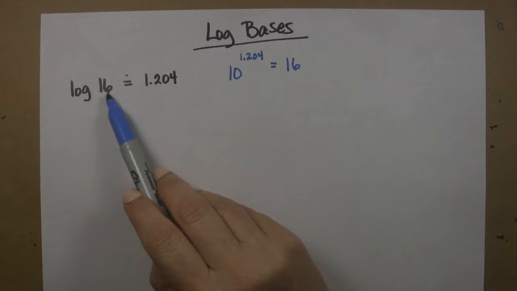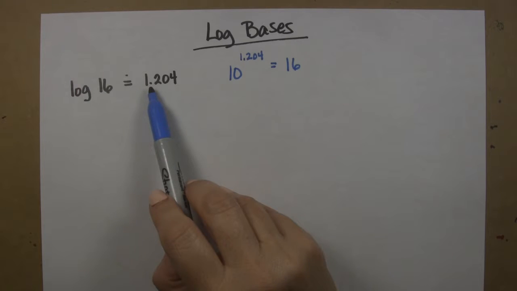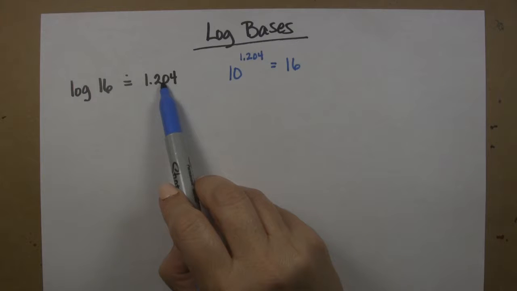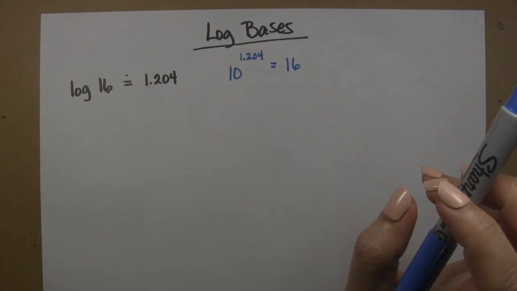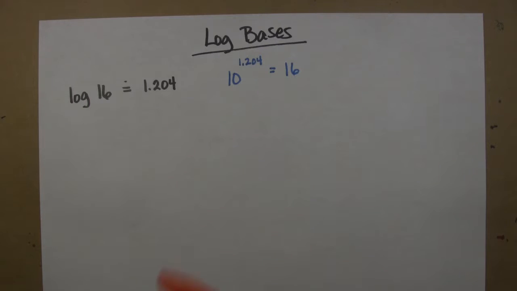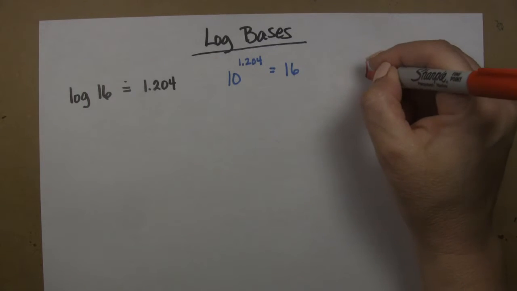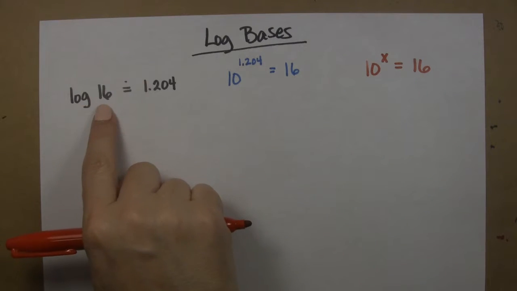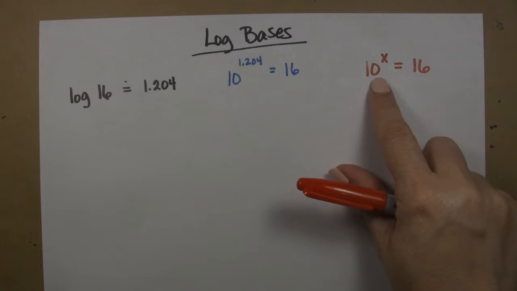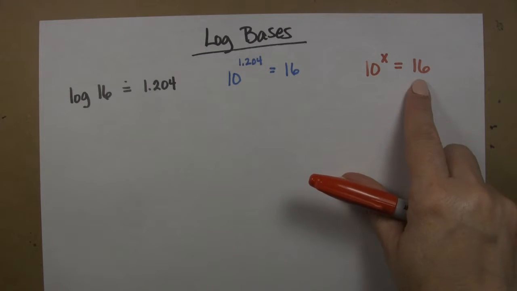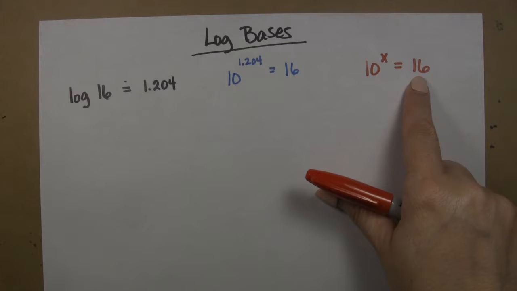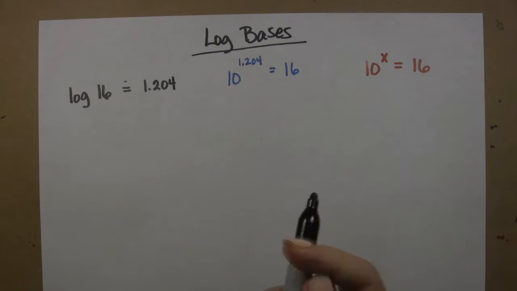So this information right here says that the log of 16 is 1.204, which means that 10 has to be raised to 1.204 in order to reach 16. When you're asking what is log 16, you're really asking, what number do I have to raise 10 to in order to equal 16? What number do I have to put here in my exponent in order to get 16? Let's look at another one.